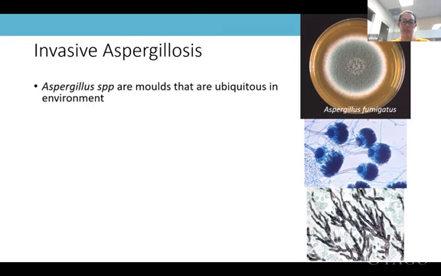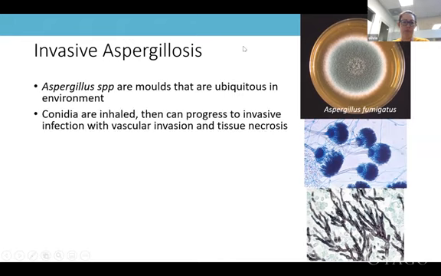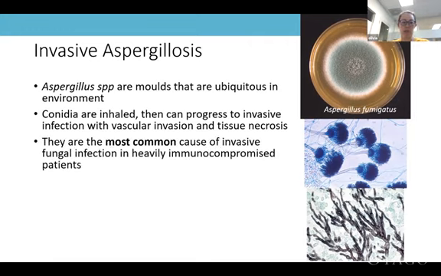So aspergillus species are molds that are ubiquitous in the environment. So you can see on the plate, that's what they look like when they grow, and this is what you see on bread. So if you ever leave bread out, it grows a mold that looks like that, it's probably aspergillus. How you get it: the conidia, if we look at this picture in the middle here, conidia are all these little dots coming off the sporangium. You inhale them, and then they can progress to an invasive infection with vascular invasion and tissue necrosis.